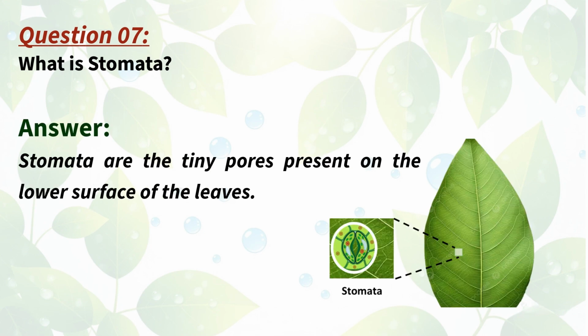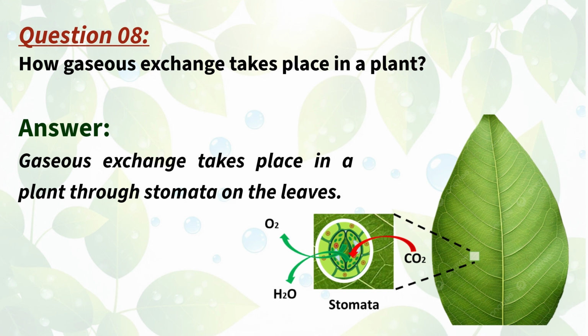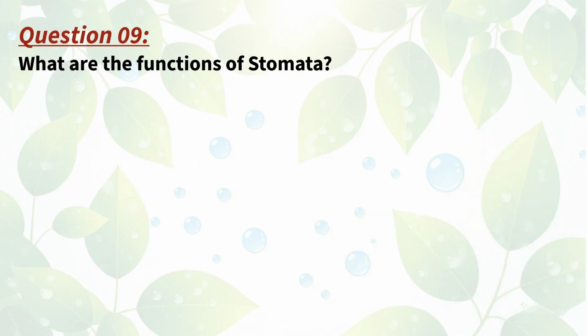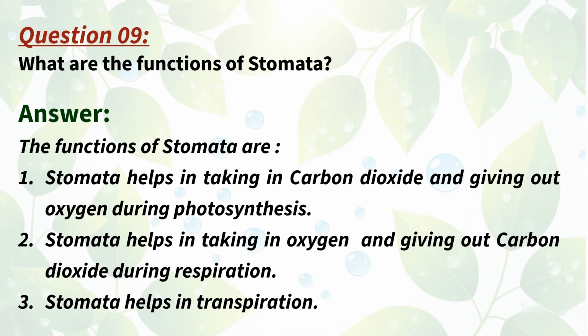Question 7. What is stomata? Answer. Stomata are the tiny pores present on the lower surface of the leaves. Question 8. How does gaseous exchange take place in a plant? Answer. Gaseous exchange takes place in a plant through stomata on the leaves. Question 9. What are the functions of stomata? Answer. The functions of stomata are: stomata help in taking in carbon dioxide and giving out oxygen during photosynthesis. Stomata help in taking in oxygen and giving out carbon dioxide during respiration. Stomata help in transpiration.